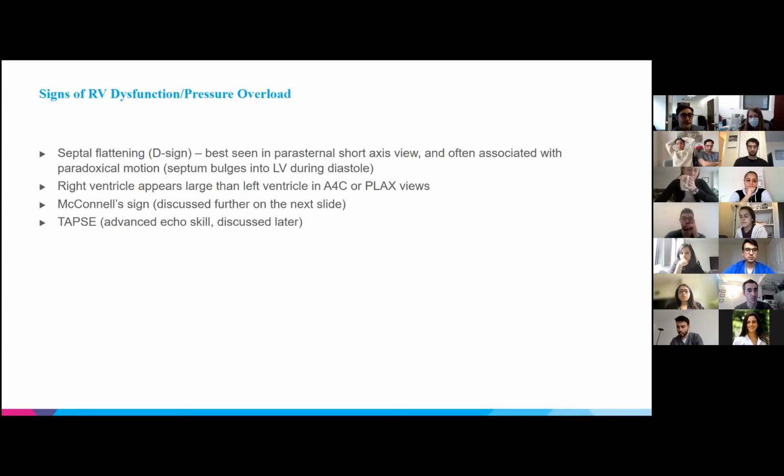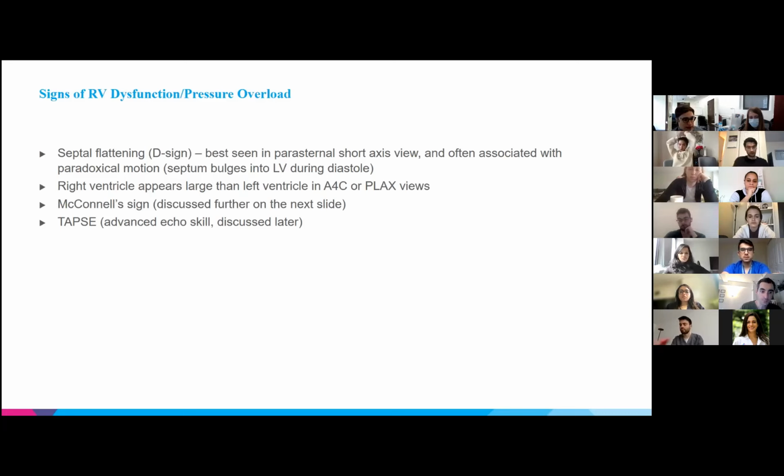But if there are signs of RV pressure overload, instead of a nice crescent shape, the RV is going to be very big and it's going to be pushing into the left ventricle. So instead of seeing a nice O shape or donut shape, the left ventricle actually almost looks like a D, where the septum is turning inward. So you have sort of a D appearance instead.